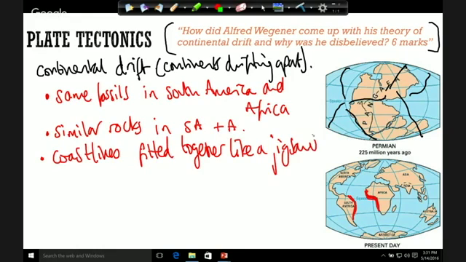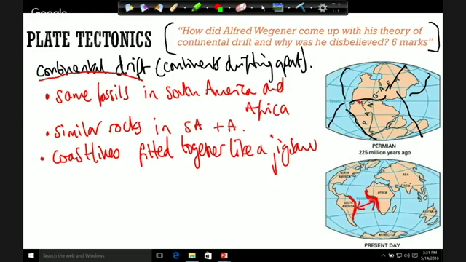That's how he believed that actually these continents were once together, and that over time they have drifted apart, and this is what he called continental drift. So actually, he suggested that the continents might look a little bit like this, and we know now that they do.